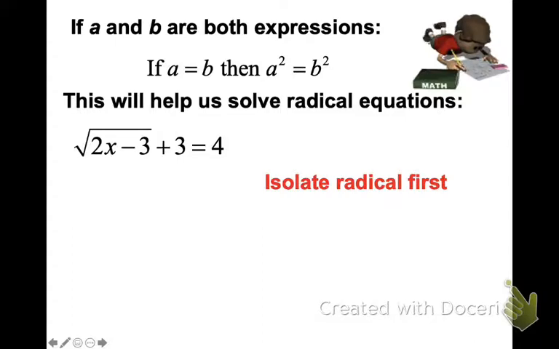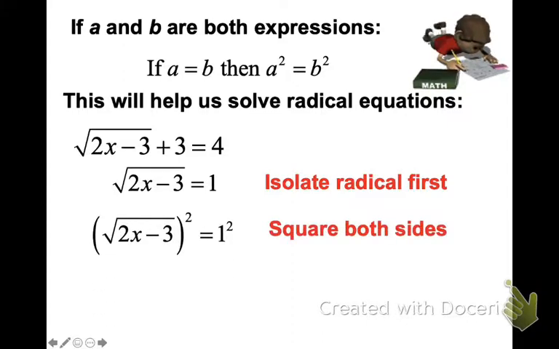So in this example, the very first thing we have to make sure we do is isolate the radical. We have a plus 3, so we're going to have to subtract 3 from both sides. And then once we do that, we need to eliminate that radical, and I can do that by squaring both sides. Once I square both sides, we eliminate that radical, and then we can just solve it normally.